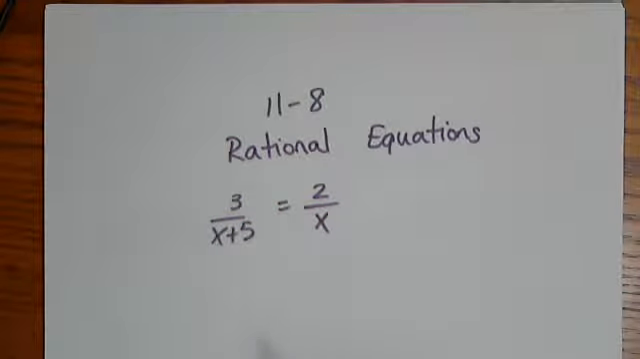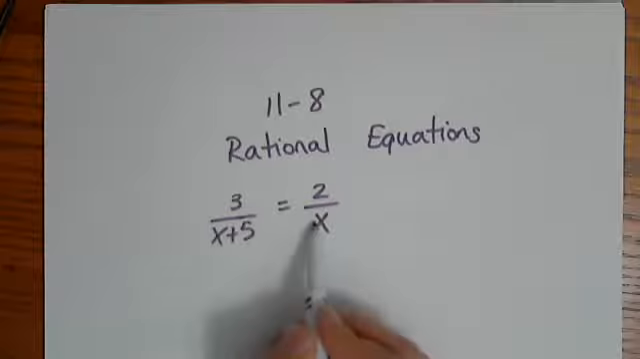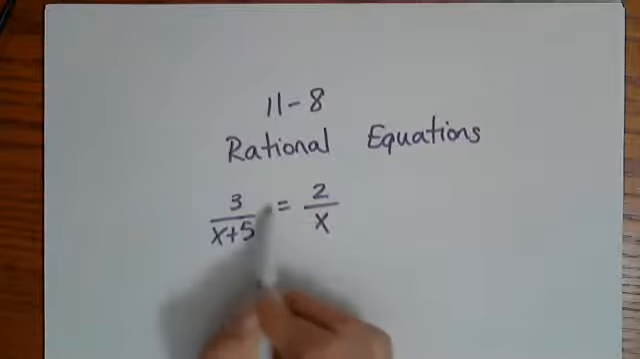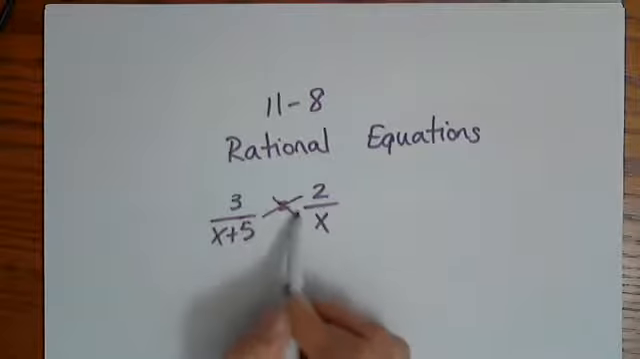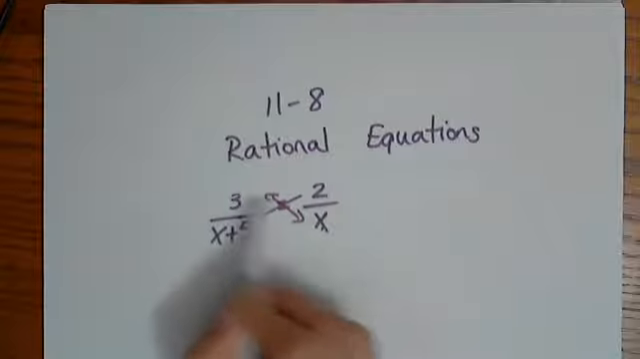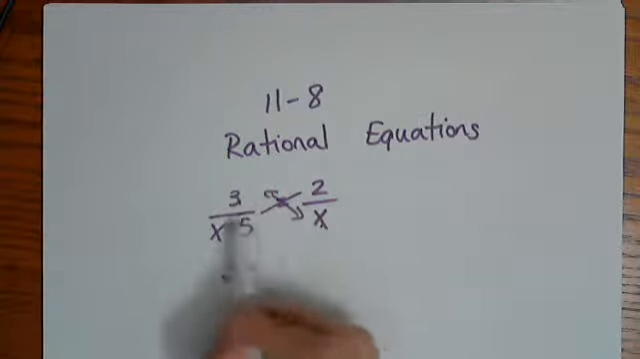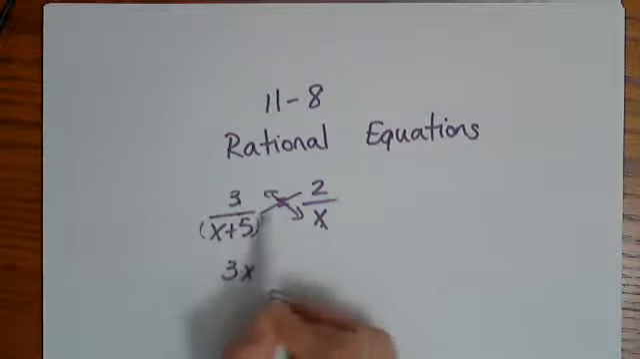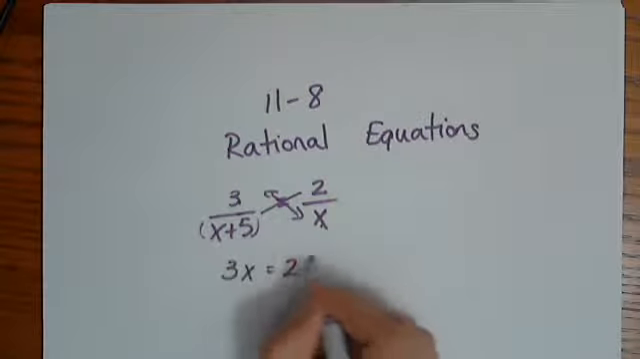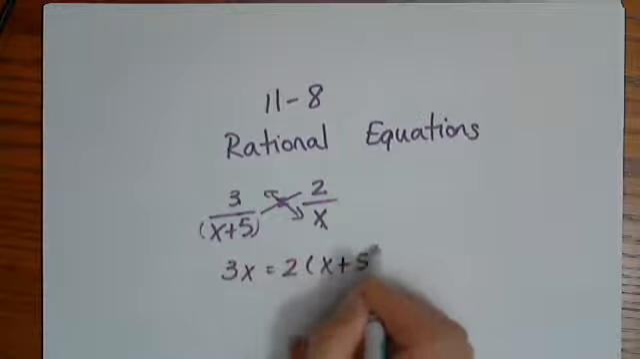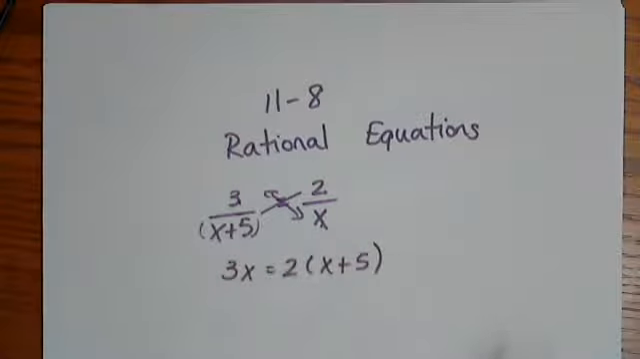The nice thing about this is once you have two rational expressions, one on each side of the equal sign, all you have to do is cross multiply across the equal sign. That means I'm going to find that equal sign and make an X on it. This x is going to be multiplied up to that side, which gives me a 3x. And this denominator is going to be multiplied up to that side, which is going to give me a 2 times x plus 5.